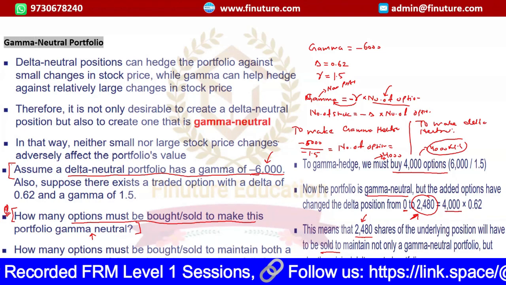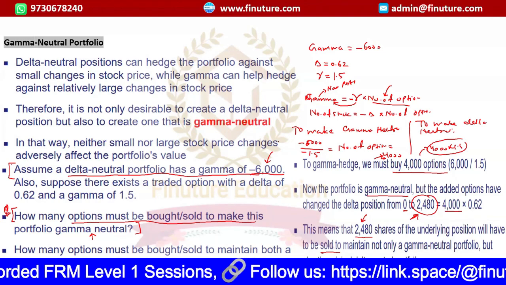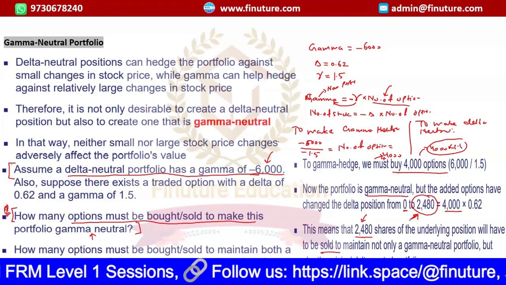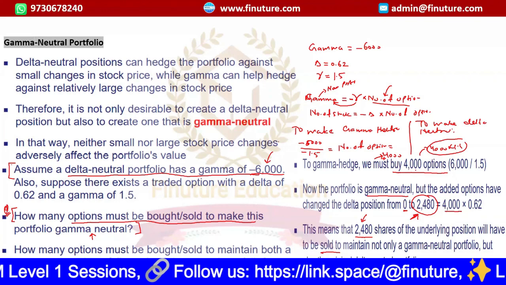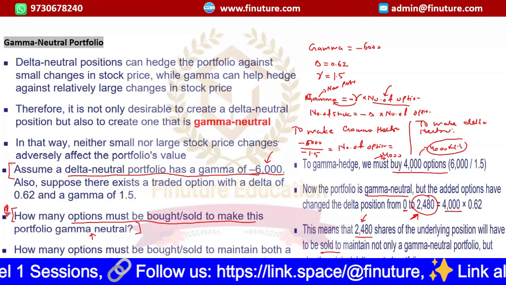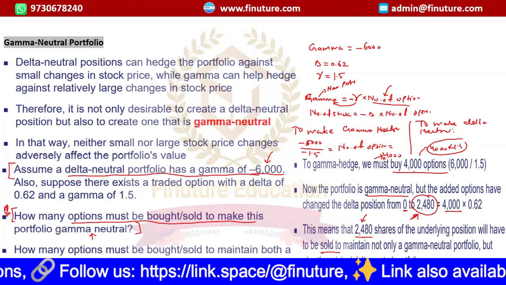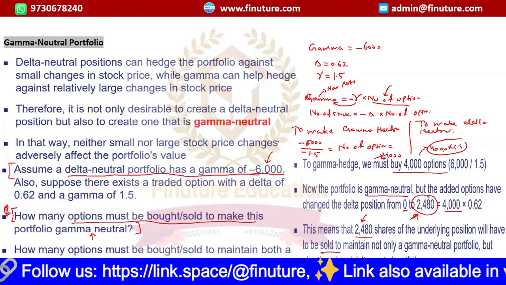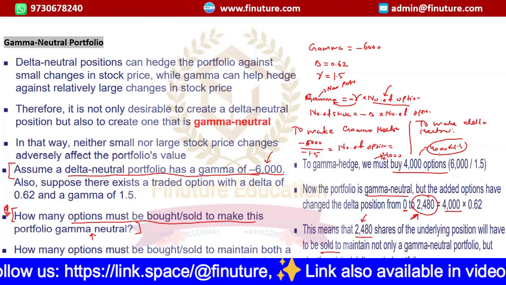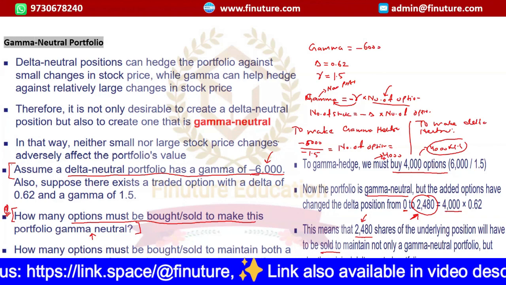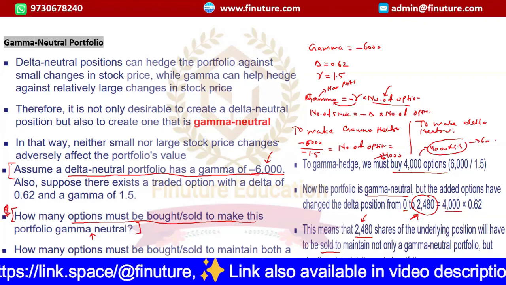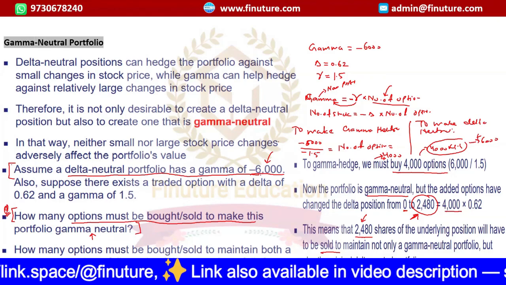But what are we calculating on 2480? Is the buying of 4,000 options clear now? What happens is that the new gamma of this portfolio after you add 4,000 options is 6,000. So this plus 6,000 will offset this minus 6,000.